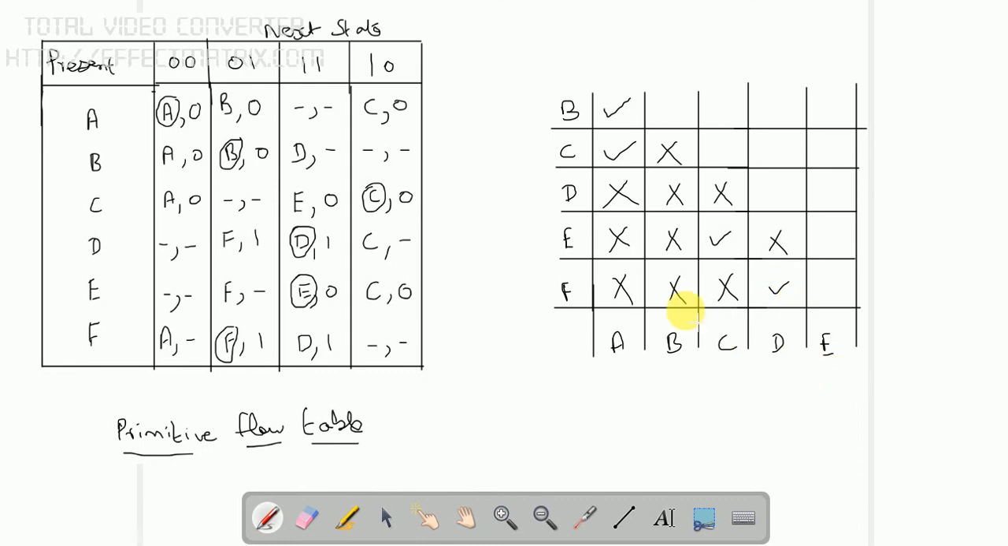Okay. Next, for E and F, can I check it? Dash comma dash, A comma dash, no problem. F comma dash, F comma, no problem. But we have E0, D1. So E we have here, D we have here. So totally not same. So this is not same.